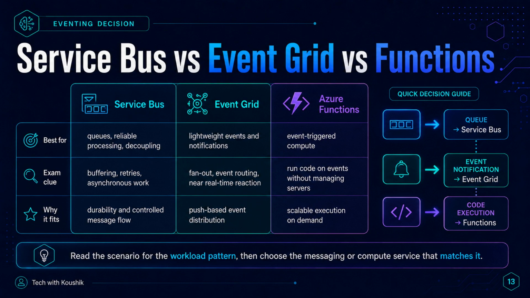Azure Functions provides event-driven compute. It runs code when an event or message arrives. So remember this simple rule. A queue points toward Service Bus. An event notification points toward Event Grid. Code execution triggered by an event points toward Azure Functions. Many architectures use these services together, but each service solves a different part of the workflow.